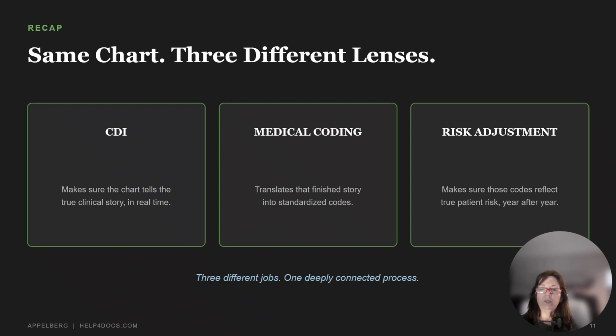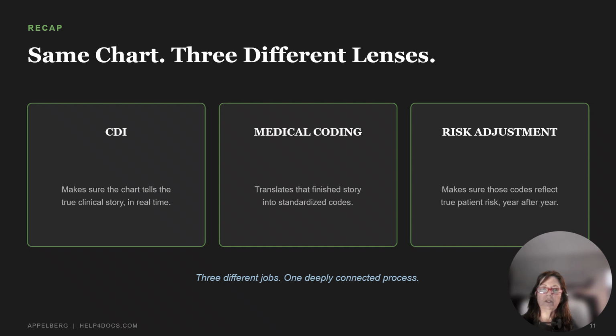Medical coding translates that finished story into the standardized codes the healthcare system runs on. That kind of coding is more commonly nowadays related to your billing department. And risk adjustment makes sure that these codes accurately reflect the patient's overall health risk, year after year, and that's where we're looking for those gaps and trying to determine what needs to be addressed.